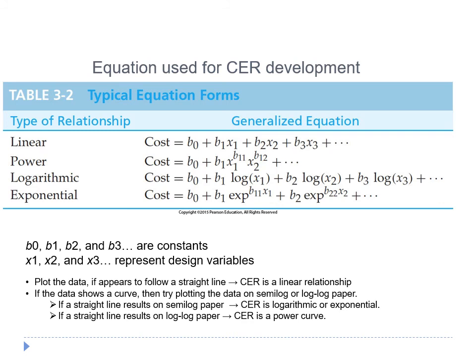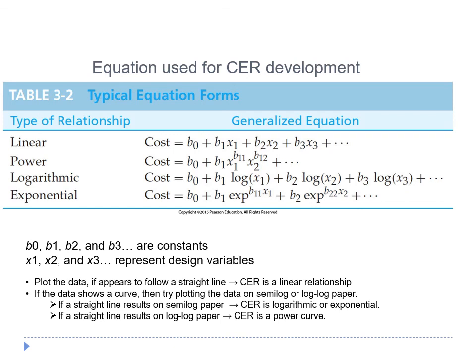If a curve is suggested, then try plotting the data on semi-log or log-log paper. If a straight line results on semi-log paper, then the relationship is logarithmic or exponential. If a straight line results on log-log paper, then the relationship is a power curve.